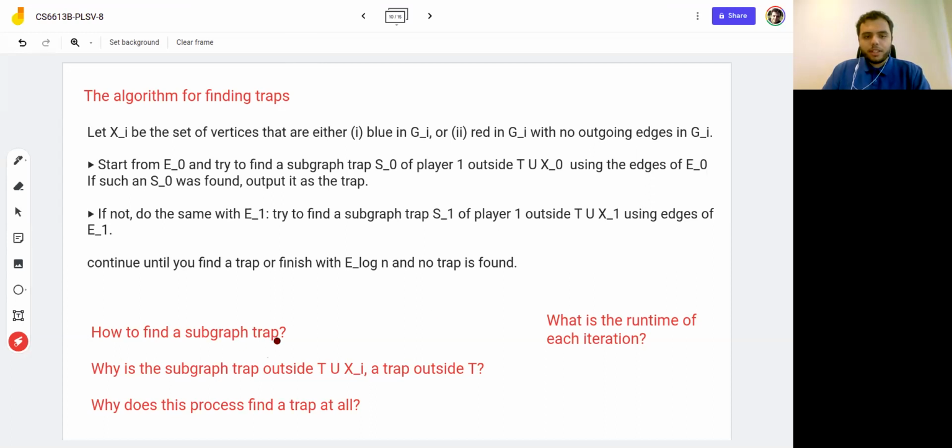So how do we find a subgraph trap? The idea here was that I have this set S0, which is a trap for player 1 outside of this set T union X0. How do I find such a trap? Well, this is the same algorithm as reachability, right? So I just compute the attractor of T union X0 for player 1, and then I take its complement. And we said that the complement of an attractor is a trap. So I can always find these subgraph traps.